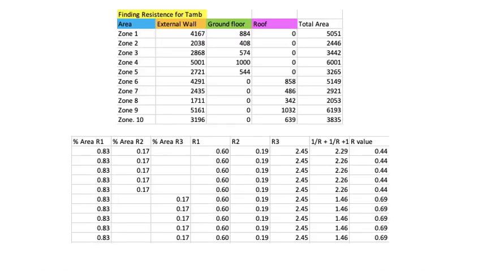So then, as I described previously with the windows and the external walls, we did a similar thing for the ambient temperature. Here there are 3 elements working in parallel: the external wall, the ground floor, and the roof. So we calculated a weighted average, and we found a resistance value for each zone for the ambient temperature.